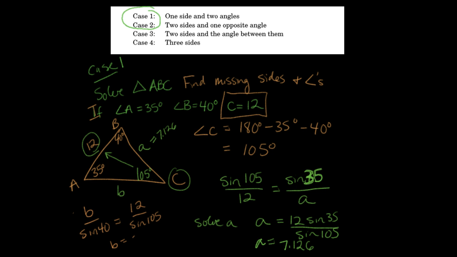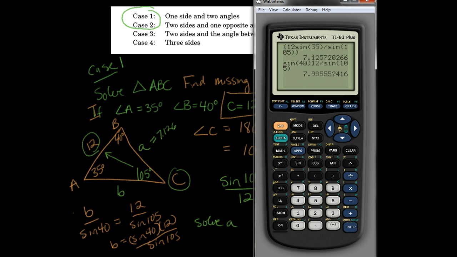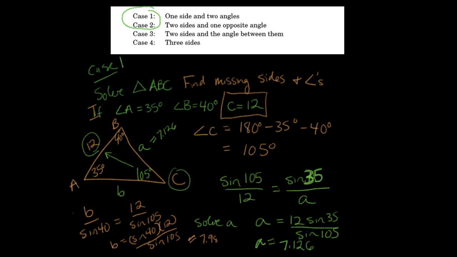So B is equal to sine of 40 times 12. Make sure that 12 is on the outside of your sine of 40, divided by sine of 105. Let's calculate what that is. You can see that my side B is equivalent to 7.986. So now I have found all of my sides and all of my angles. And that's a pretty nifty theorem, the law of sines.